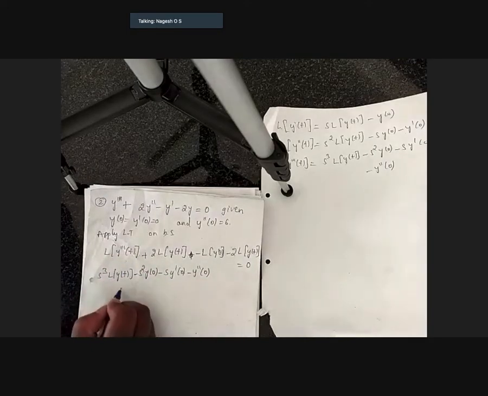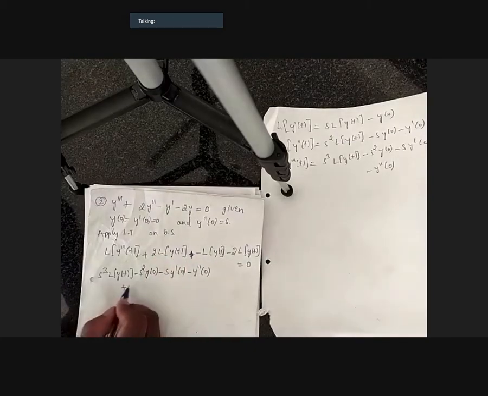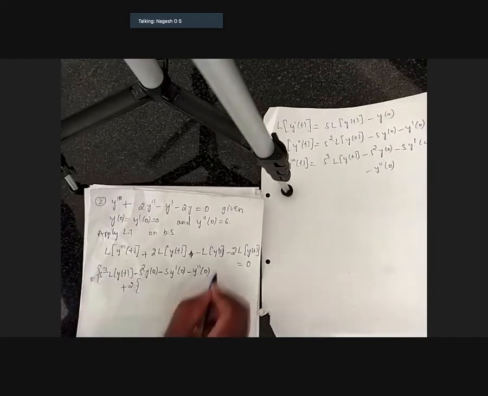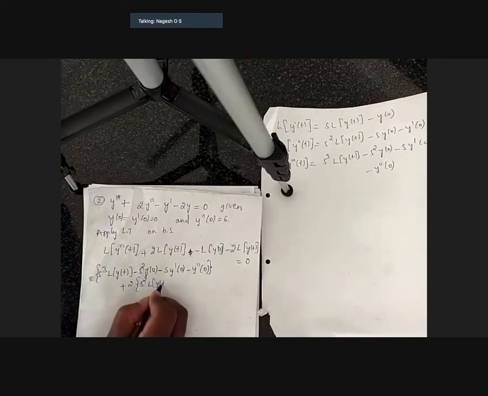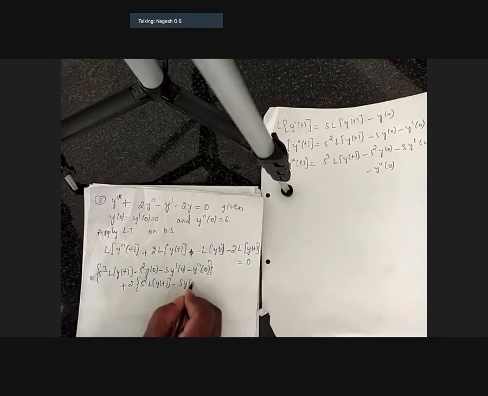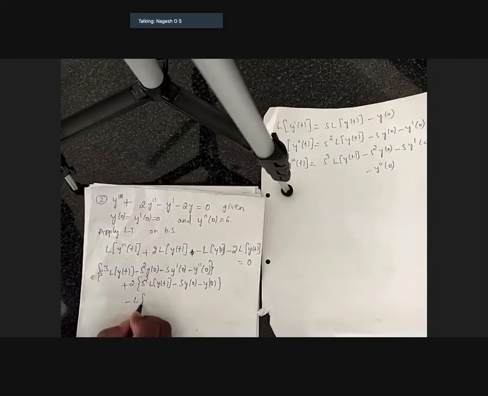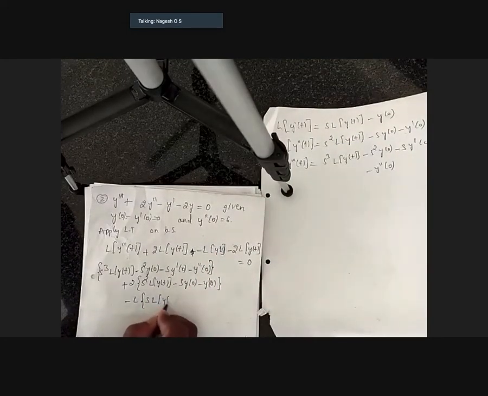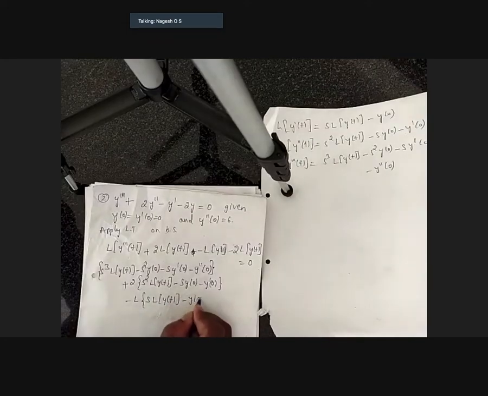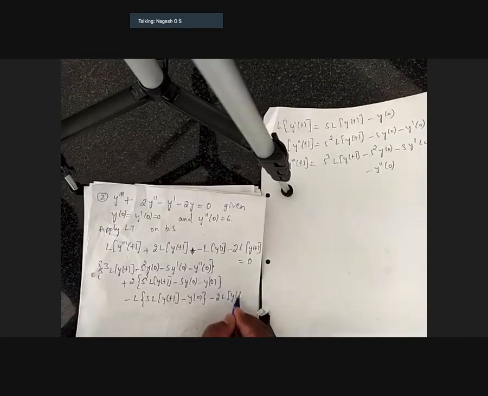This is for the first term. Plus 2 L of y double dash of t, that is 2 into, write this in a bracket, s square L of y of t minus s y of 0 minus y dash of 0. Minus L of y dash of t, y dash of t is this one, L of y of t minus y of 0. Then the last one, minus 2 L of y of t, is equal to 0.